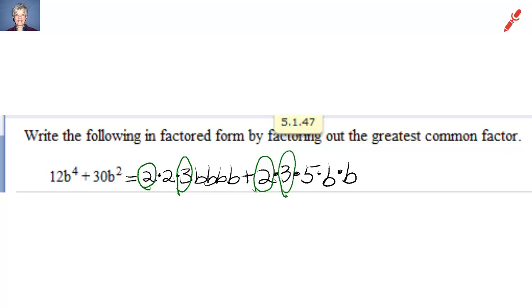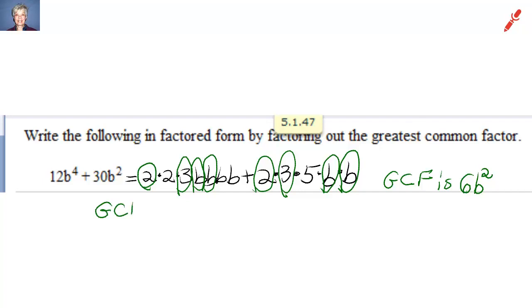Well, each term contains a 2. Each term contains a 3. And each term contains a b. And each term contains another b. So that's our greatest common factor. Now, the way that we are going to factor this is, first, we name what the common factor is. It's going to be 2 times 3, which is 6, times b times b, which is b squared.